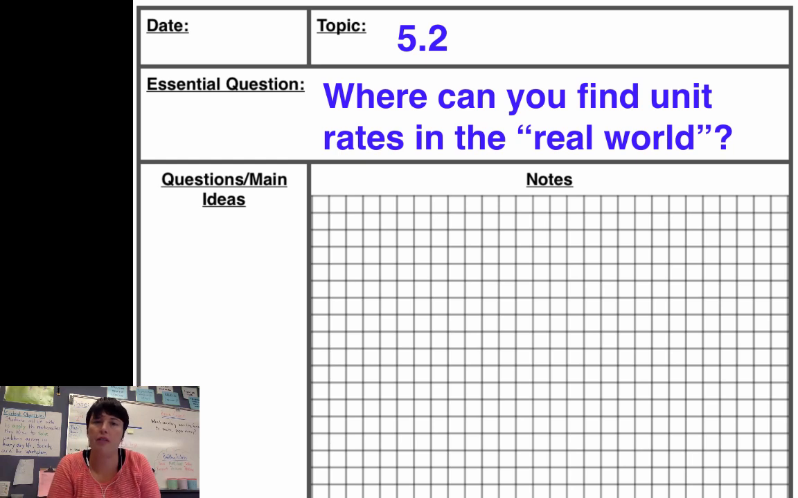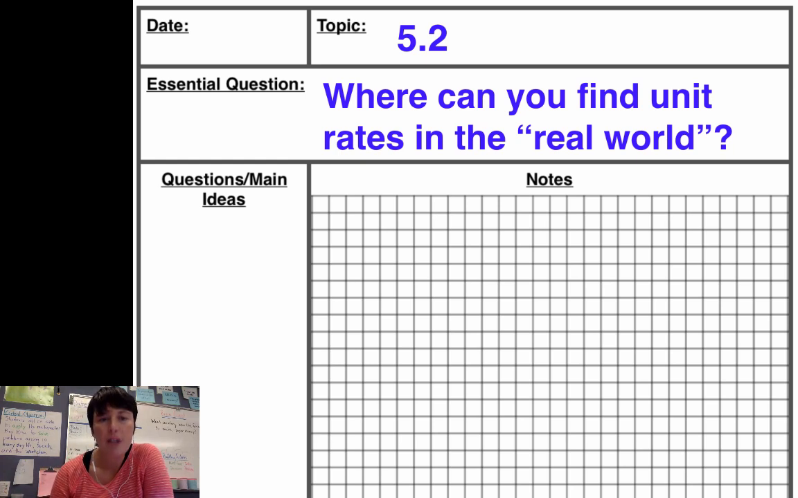I can think of millions of examples to be totally honest, but I'm going to go with the basics here because I was just at the grocery store this morning and I realized, hey, unit rates are all over the place. I got to take some pictures. So when I was shopping today, I took a few pictures that I want to share with you because we're going to turn them into our math notes today.